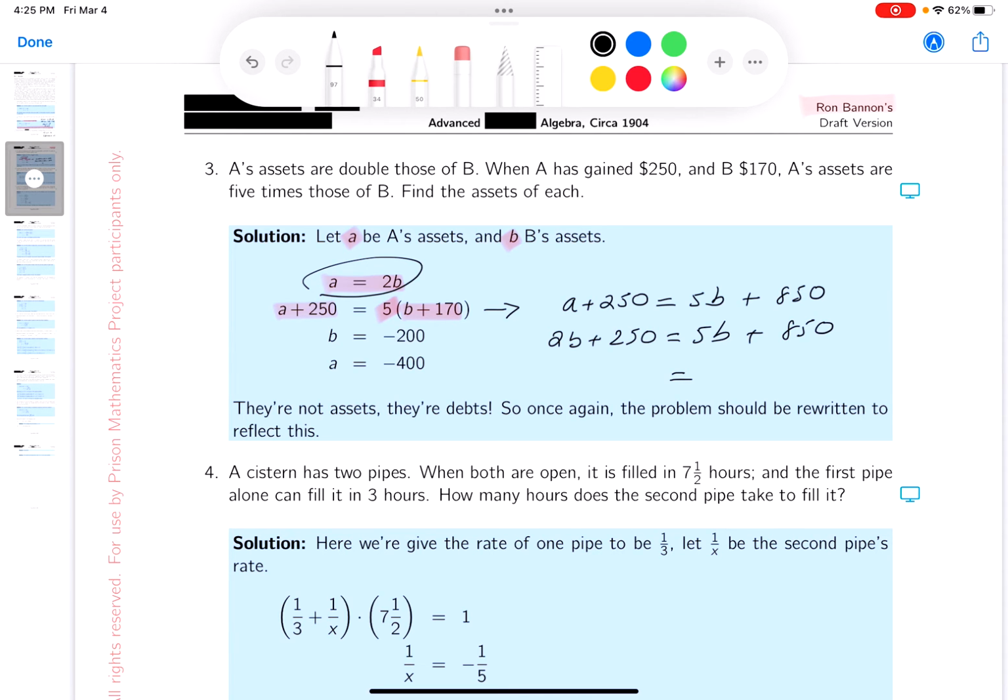Well, I'm going to subtract 5. You know what? We'll subtract 2B from both sides. We get 3B. And I'm going to subtract 850 from both sides, and we're going to get minus 600. So what's B? B is minus 200.